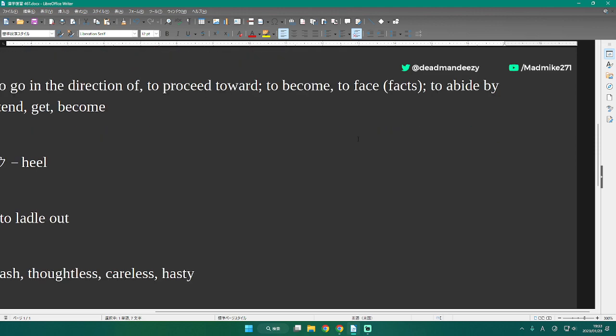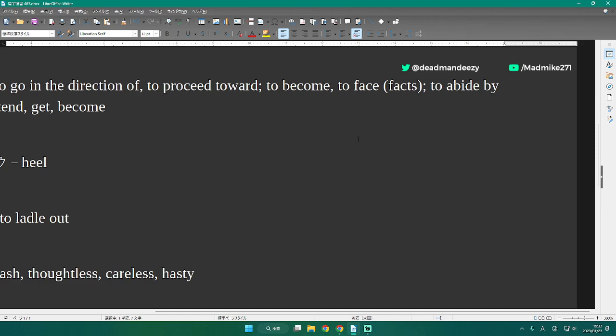To go in the direction of, or to proceed towards, to become or face facts. 該当じゃなくて、これはね、赴くです。赴く. Running towards a direction that you have previously divined. 赴く is to proceed in a direction, or intransitive verb for something proceeding somewhere or going in some direction.